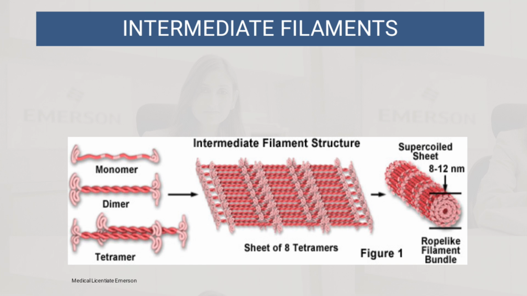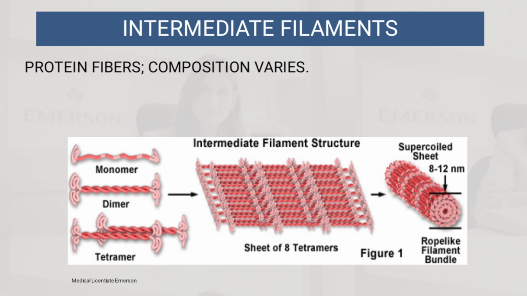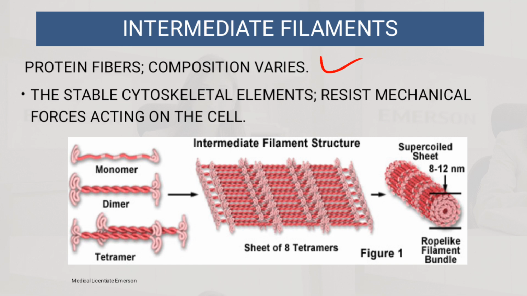So we have also what we call intermediate filaments. So intermediate filaments are protein fibers. Composition varies. They are stable cytoskeleton elements that resist mechanical forces acting on the cell.